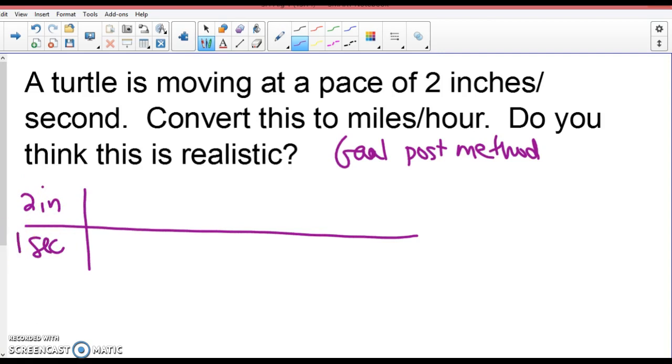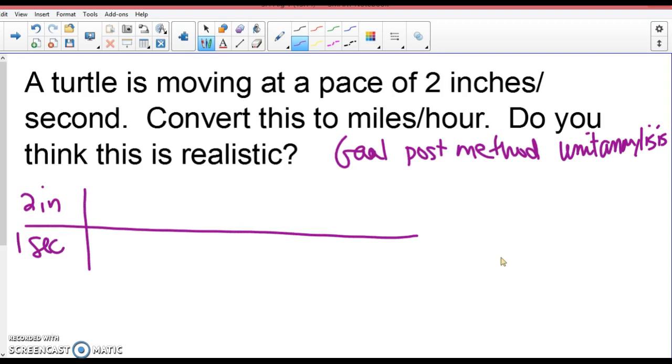So set this up on your paper. You're going to need to have a piece of paper to do this. 2 inches per second. This is what we call unit analysis. We call it the goal post method. Unit analysis. Okay. Now, I need to convert inches into miles and seconds into hours. So, let's worry about the inches first.